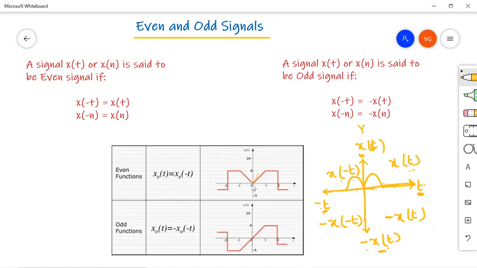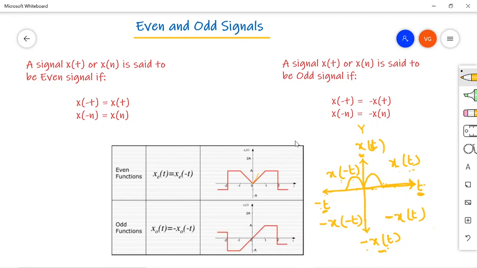So if you observe, there is a symmetry around the y-axis here. That is, if you fold the paper along your y-axis, the signal has to fall on each other, right? Then such type of signals we call an even signal.